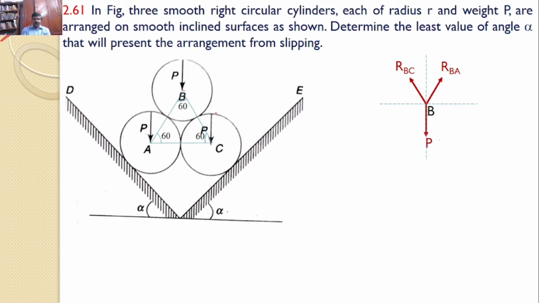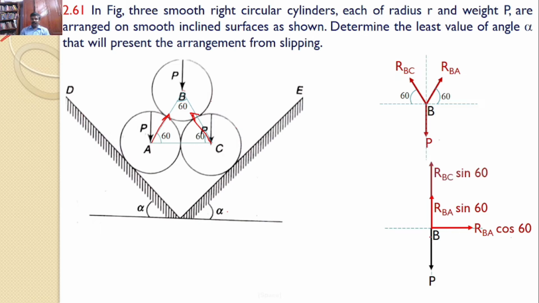So R_BC. Now you can clearly see, R_BA acts along this line, which makes an angle 60 with the horizontal, and similarly R_BC acts like this, at an angle 60 with the horizontal. Hence this value is equal to 60, and this value is also equal to 60. Now there are three forces, so we can resolve all the forces along the x-axis and y-axis. The first force is P. Now R_BA makes an angle 60 with the horizontal, so the vertical component is R_BA sin 60, the horizontal component R_BA cos 60, and then R_BC, so the vertical component R_BC sin 60, the horizontal component R_BC cos 60.